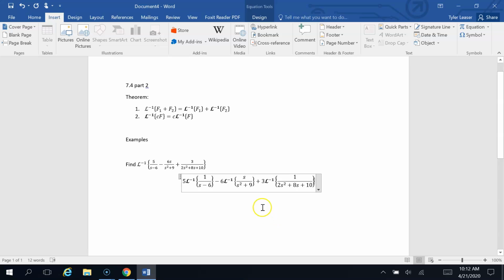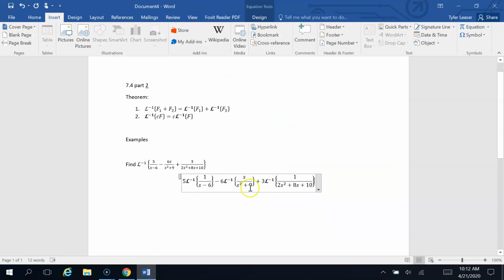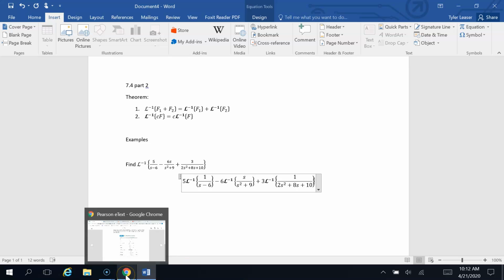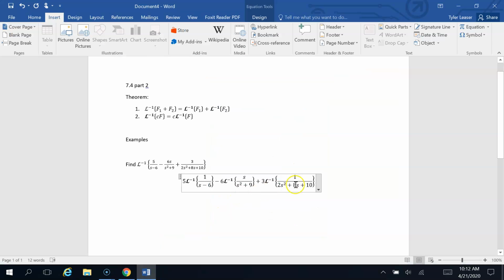Okay, so now that we've done all that, now we need to go to the table and figure out what all of these are. So 1 over s minus 6, that looks like it's going to be an e to the at, where the a is 6, so e to the 6t there. This one, s over s squared plus 9, s over s squared plus something, that looks like a cosine one, where my b is going to be 3 in this case, so cosine of 3t for that one.